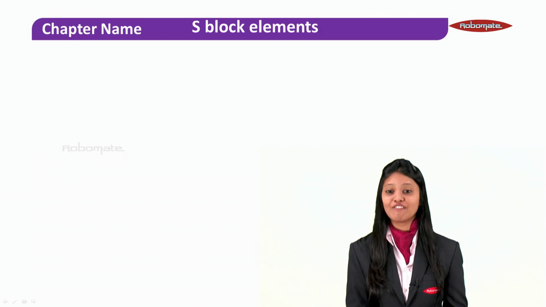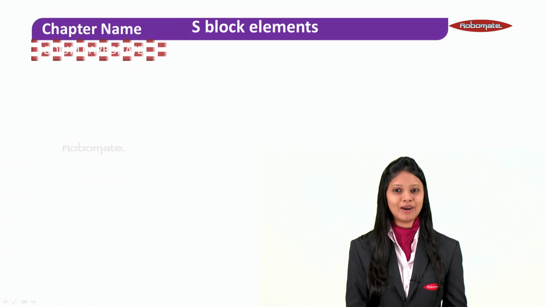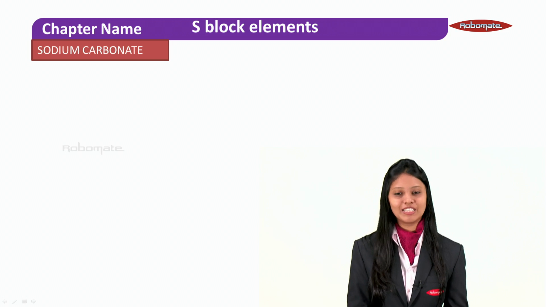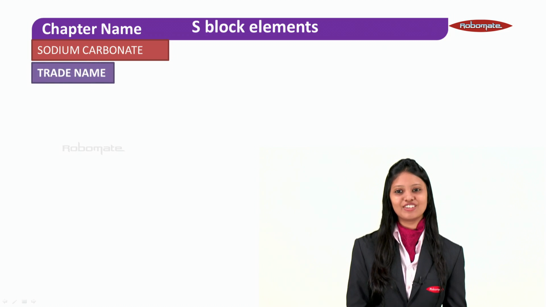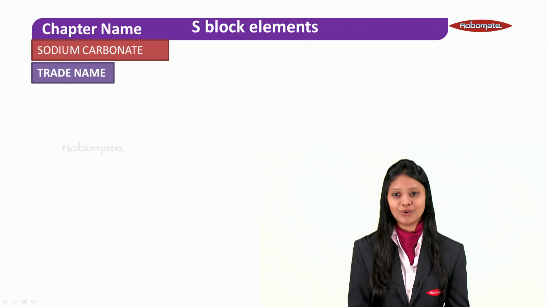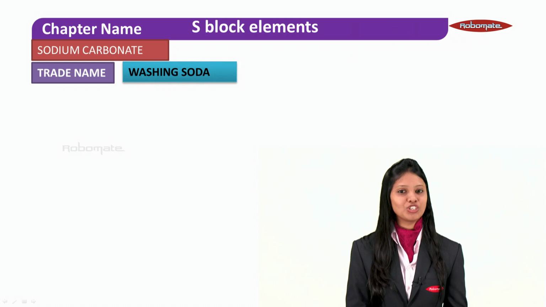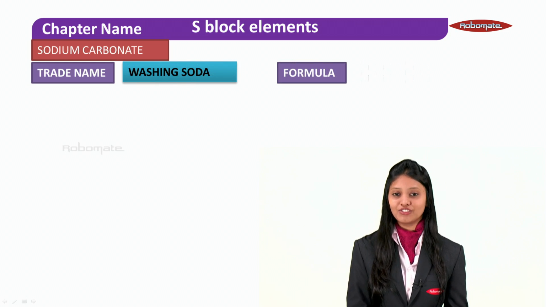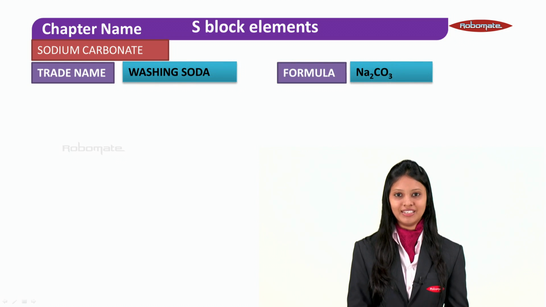In today's session, we are going to discuss compounds of sodium. So the first compound is sodium carbonate. So let's understand how this sodium carbonate is formed and what are its properties. The first thing, trade name of sodium carbonate. When you go to market and buy sodium carbonate, you have to give the name, and that is washing soda. Formula of sodium carbonate. Sodium carbonate's formula is Na2CO3.